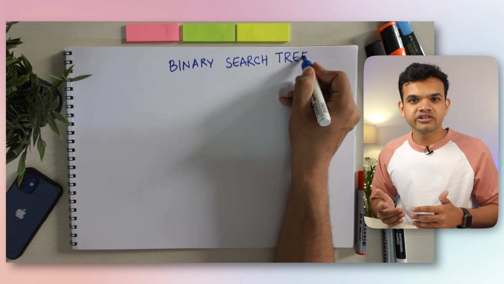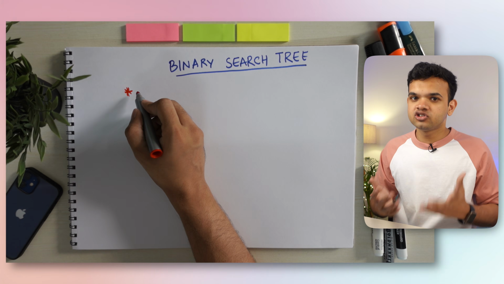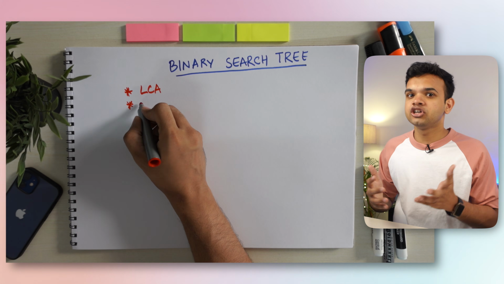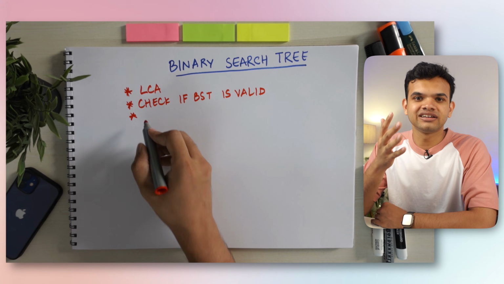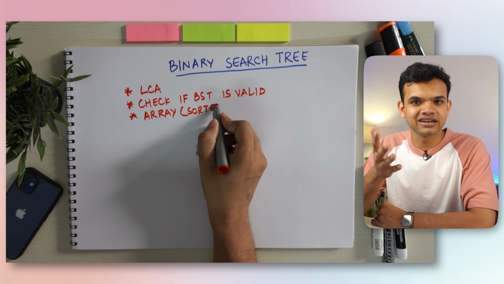Similarly, for binary search tree, you should know how to implement it, how to save it, how to iterate it in all the ways, and you should be able to check if a given binary tree is a BST or not. You can try to convert a sorted array in a BST, and obviously try to find the lowest common ancestor for 2 nodes in a binary search tree as well.